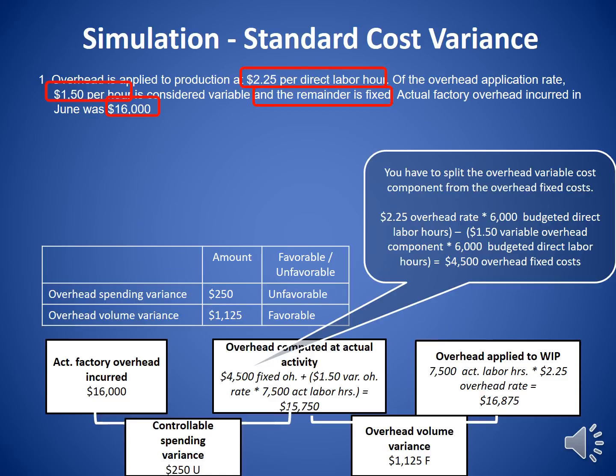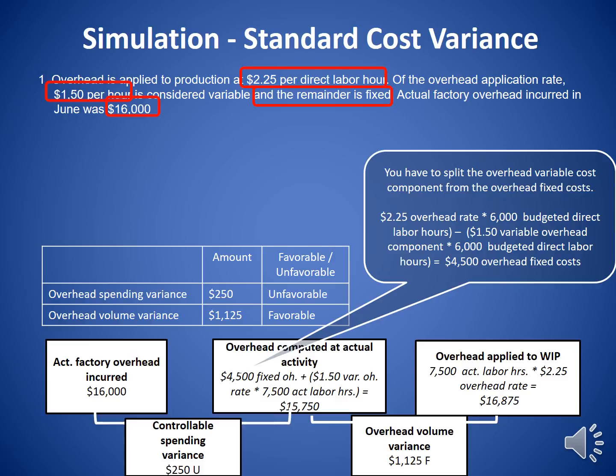Okay, now we take a look here and we see our overhead spending variance was $250 and it was unfavorable, and our overhead volume variance was $1,125 and it was favorable. So again, here's how we do the calculations. We have to find the actual factory overhead that we incurred, and we're told the actual factory overhead incurred in June was $16,000, so that goes to that box.